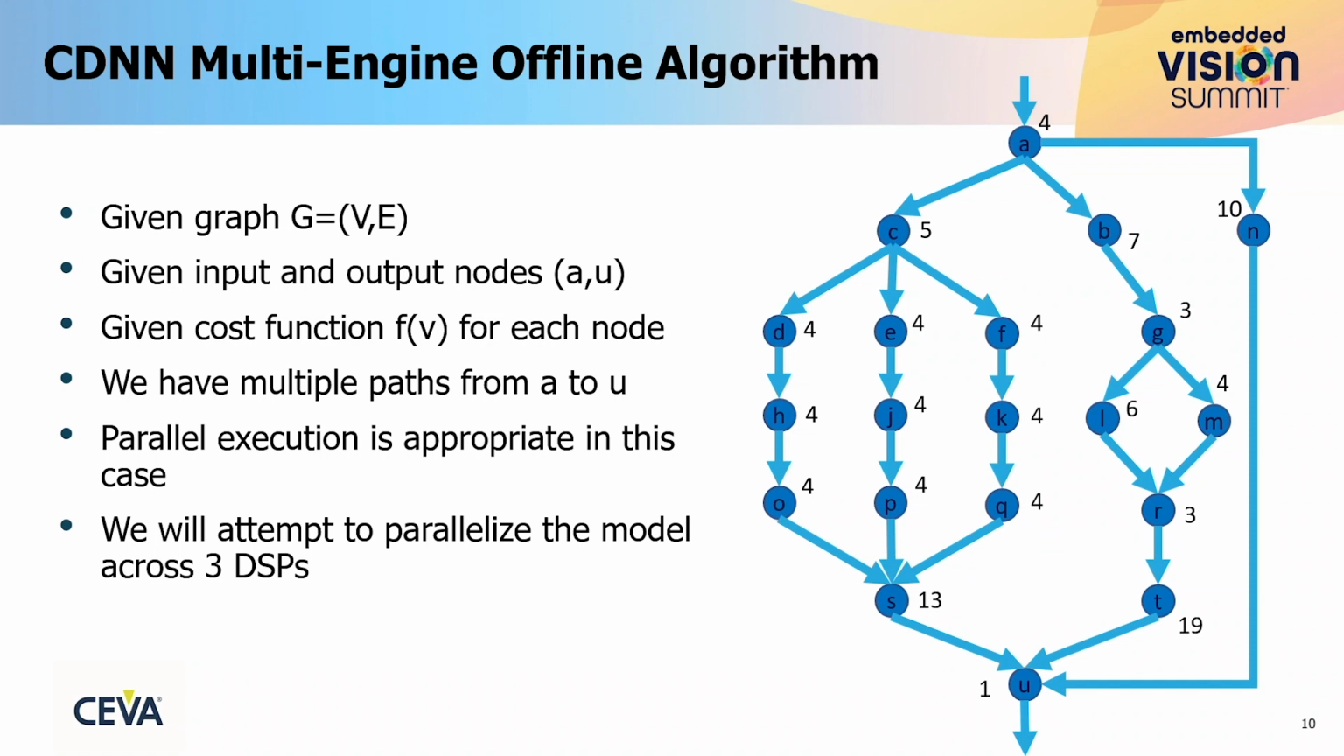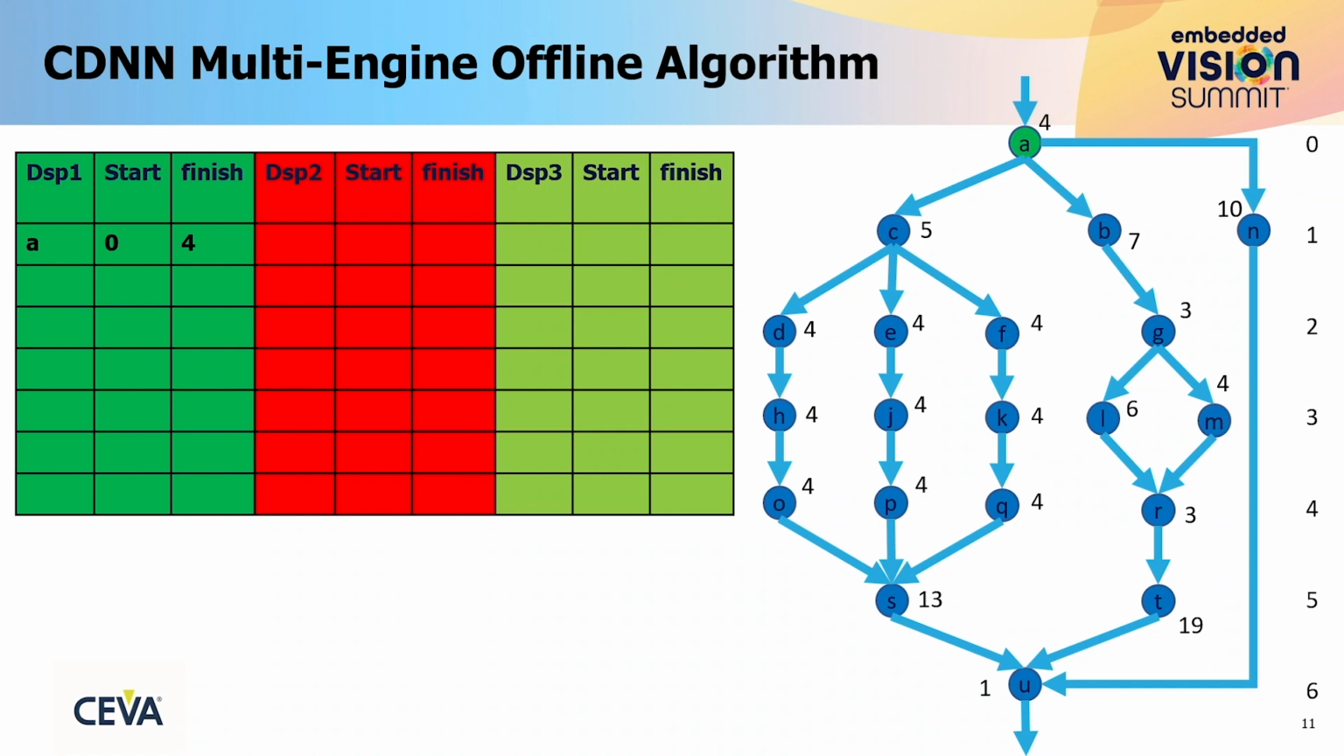We use a technique that is called, in this case, breadth first. We divide the network into slices, numbered 1, 2, like that, horizontally. Then the algorithm decides what to do. The first layer is A. It will be assigned to the green core, and you can see in the table that start time is 0 and finish time is 4, because the cost is 4.